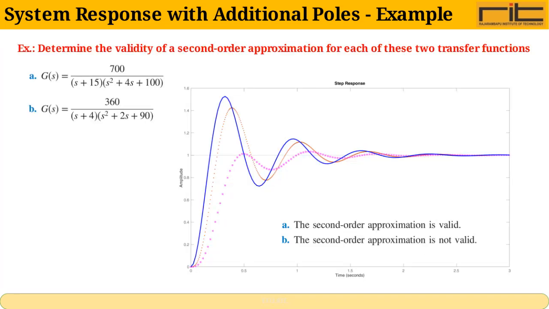So, the key takeaway is that having additional poles farther from the dominant poles tends to yield a more reliable approximation. Here, we're looking at how a system responds when additional poles are introduced, and we'll walk through an example to understand this better. The goal is to determine whether a second-order approximation holds true for two different transfer functions. Essentially, this means we're checking and simplifying these systems to just two poles. Ignoring the others still gives an accurate enough picture of their behavior. This is important because lower-order models are easier to analyze and design controllers for, but only if they remain valid representations of the actual system dynamics.